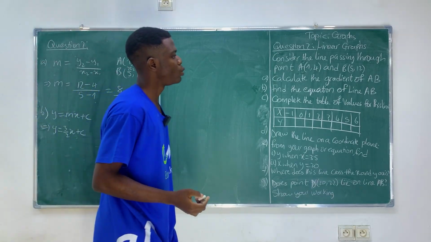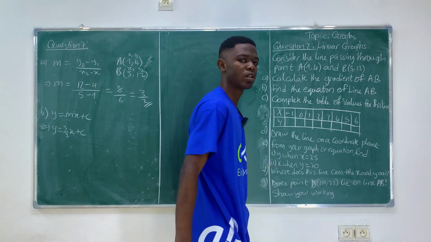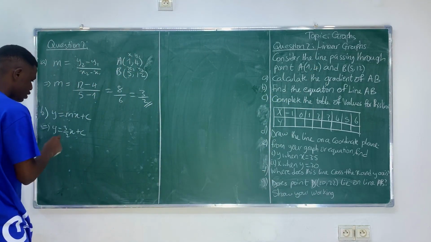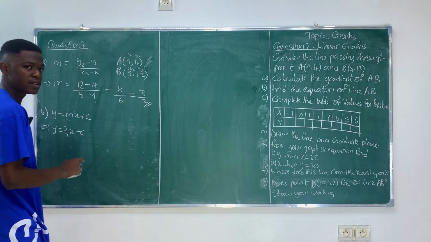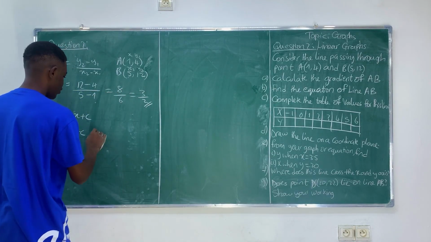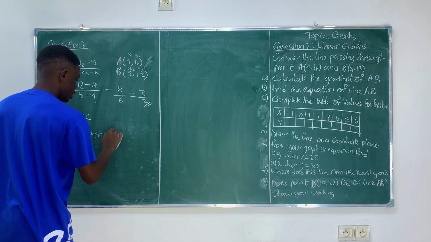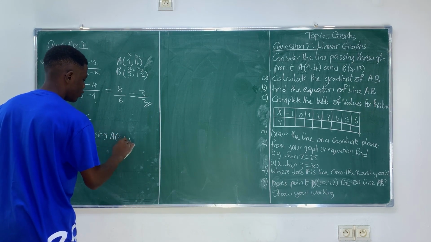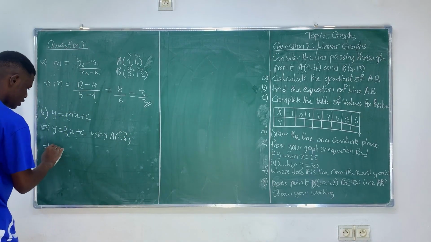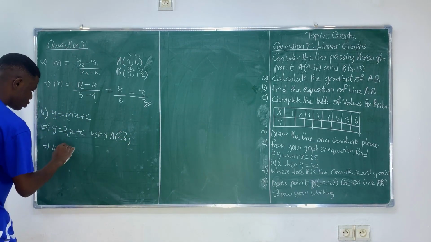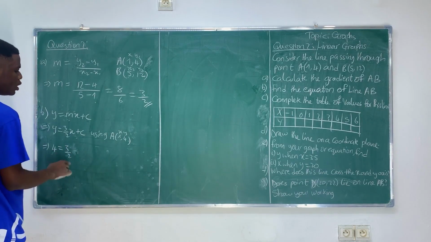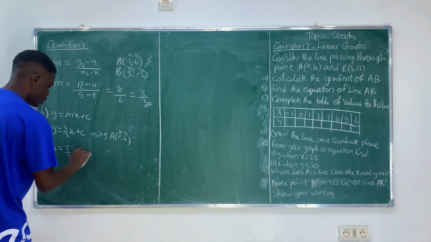So to find c, how can we do it? We just use one of the points. This point has x and y. So we just use one of the points, substitute our x and y, and find c. Let's use point A. x and y is 1 and 4. So I write, using A, 1, 4. This is x, this is y. Implies y is 4. I replace y by 4 is equal to 3 on 2 times x, x is 1. Okay, so 1 times 3 on 2 is just 3 on 2, plus c.